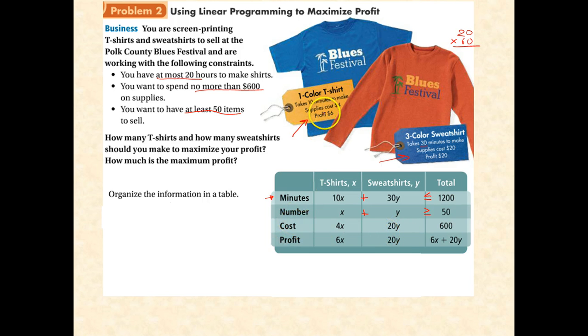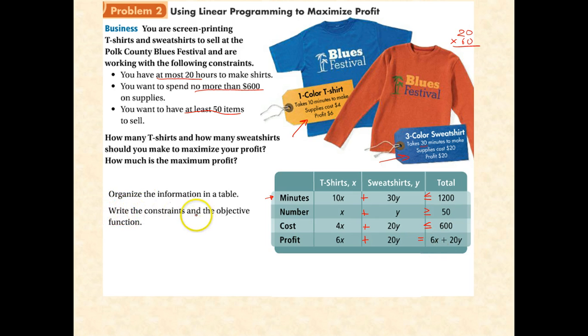The shirts cost $4 each, so $4 times the number of shirts, plus the sweatshirts cost $20 to make, so $20 times the number of sweatshirts, and we want that to be no more than $600, so that's less than or equal to $600. The profit, this is our objective function: we make $6 off every t-shirt, so 6x, plus we make $20 off each sweatshirt. So our objective function is p equals 6x plus 20y.